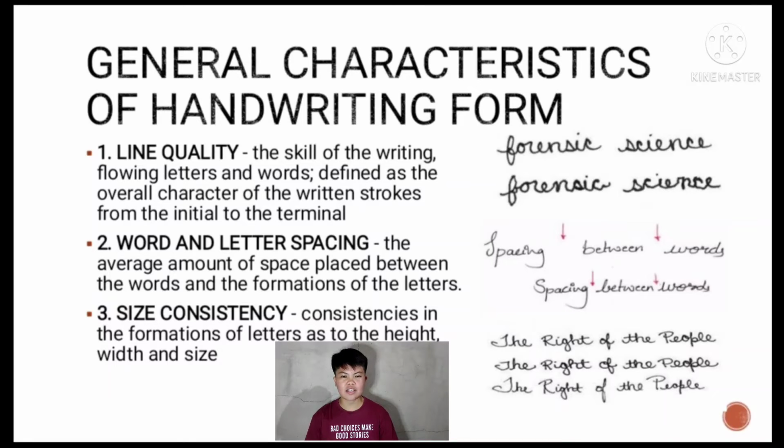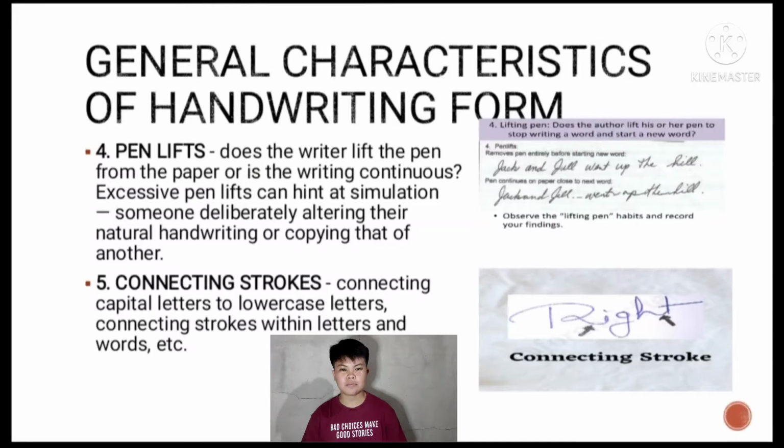Number three is the size consistency. Consistencies in the formations of letters as to the height, width, and size. According to the graphic, the size of someone's handwriting can determine the type of personality they have. People with small handwriting tend to be shy, studious, and meticulous, whereas outgoing people who love attention will have a larger handwriting. Number four is pen lifts, the manner in which one stops writing to form new letters or words.